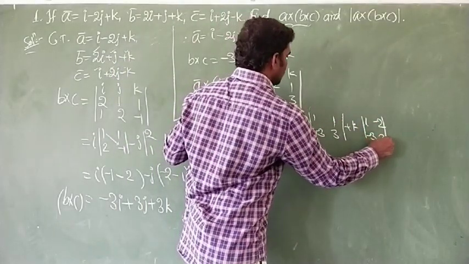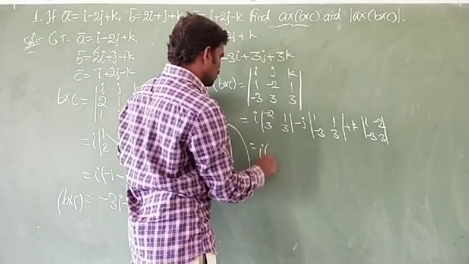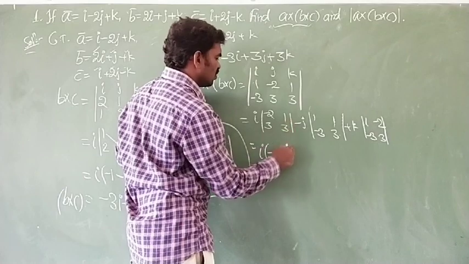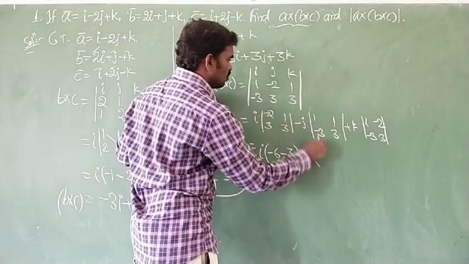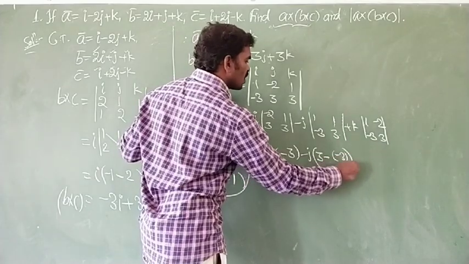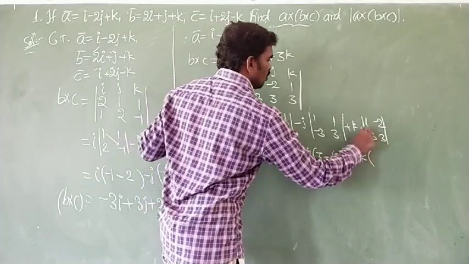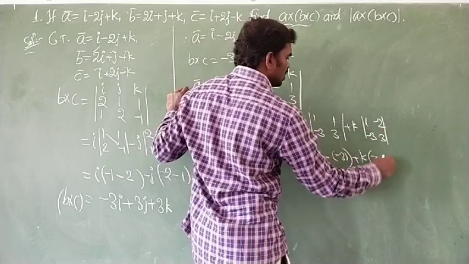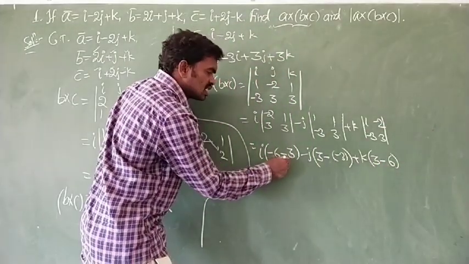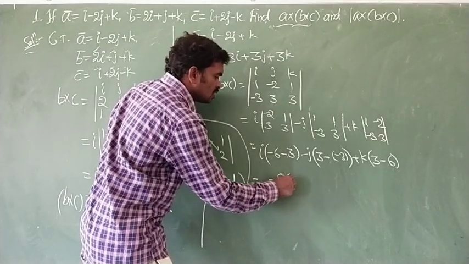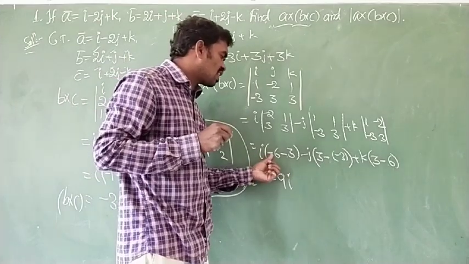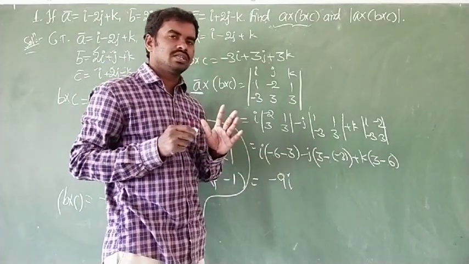So which is called I into, do cross multiplication: minus 2 into 3, minus 6, minus 3 into 1, 3. Next minus j into 1 into 3, 3 minus 3 into 1, minus 3. Next plus k into 1 into 3, 3 minus 3 into minus 2, 6. So which is equal to minus 6, minus 3, how much? Minus 9.